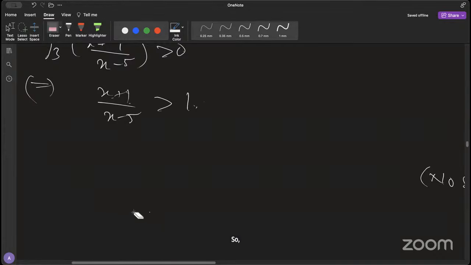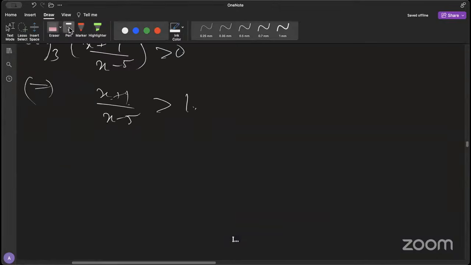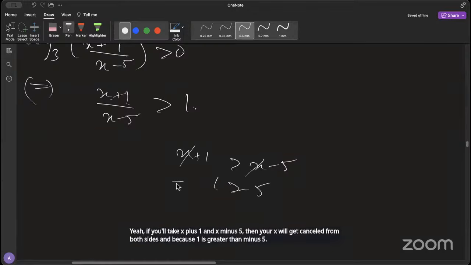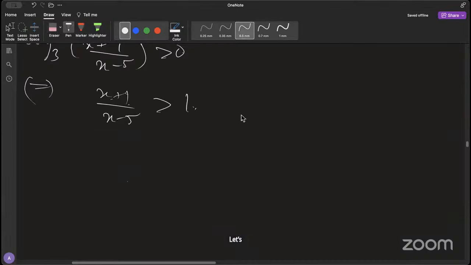Okay, because that can be a little confusing, let's not do it that way. If you take x plus 1 and x minus 5, then your x will get cancelled from both sides. And because 1 is greater than minus 5, the initial condition that we assumed, x minus 5 greater than 0, was correct, because you've gotten something correct. But because it's a little confusing, let's not use that. Let's use the usual approach, which is x plus 1, x minus 5.